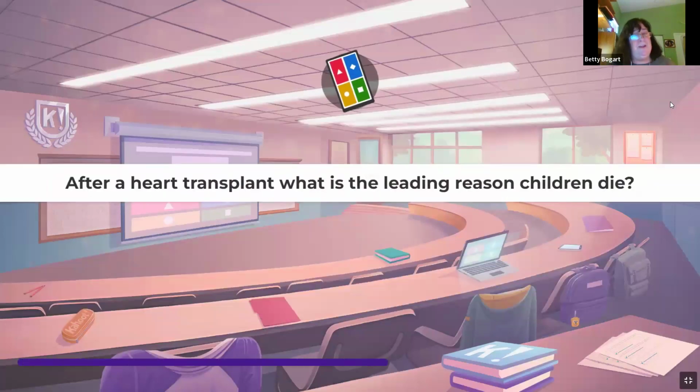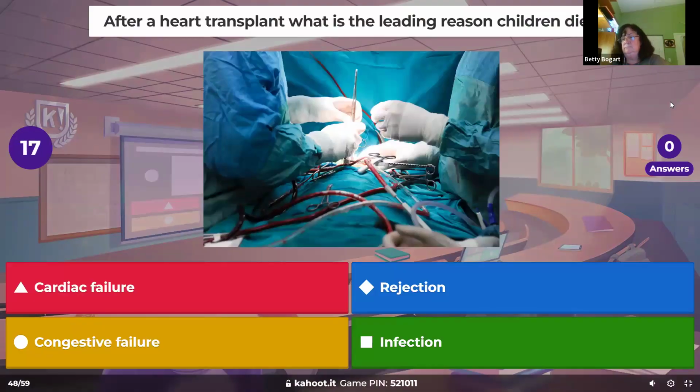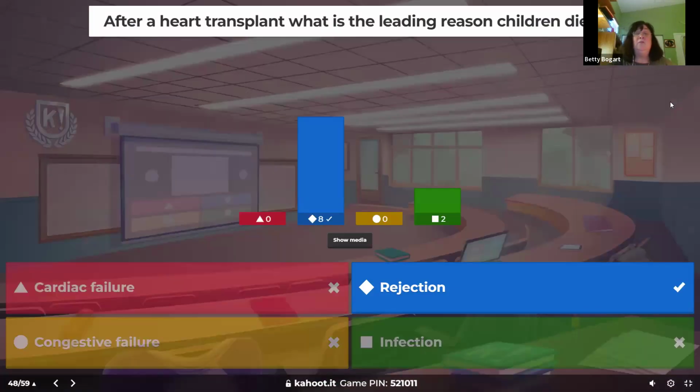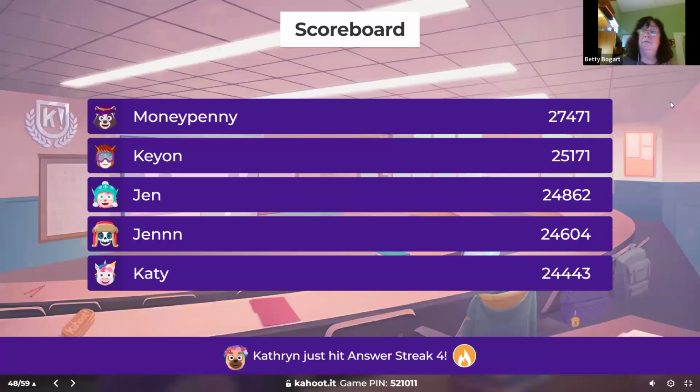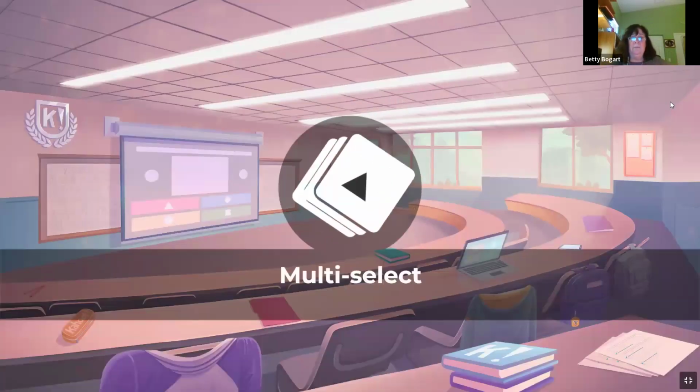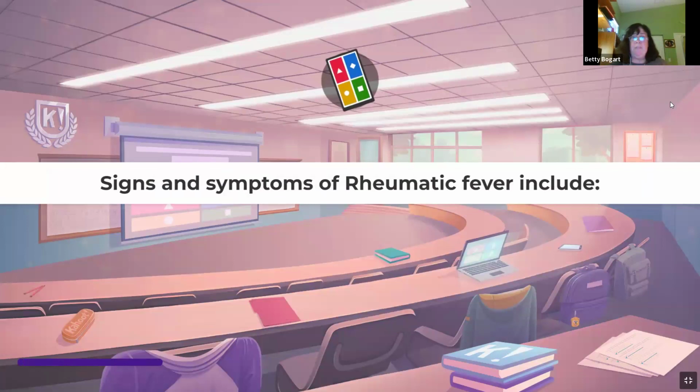After a heart transplant, what's the leading reason children die? And it's rejection. Very good. A multi. Signs and symptoms of rheumatic fever.